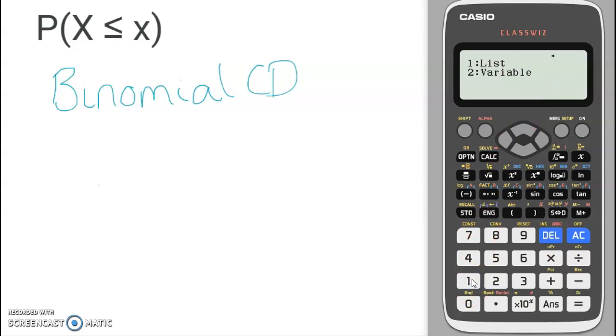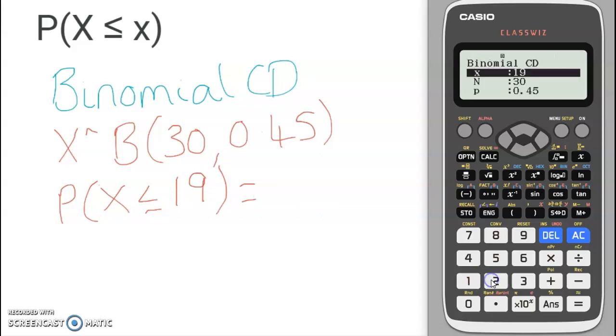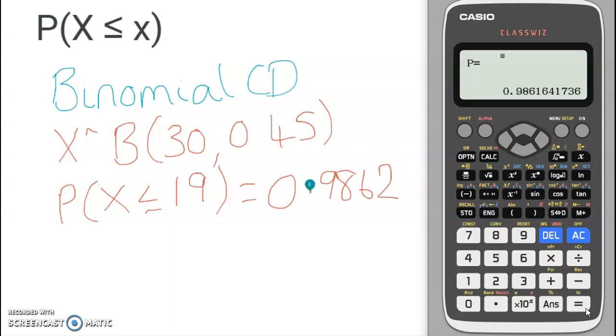Again, let's look at an example. So let's say x is binomially distributed with an n of 30 and a p of 0.45, and we are asked to find the probability that x is less than or equal to 19. Because I only have one value of x, I'm again going to use variable. X is 19, n is 30, and p is 0.45. That tells me that my probability is 0.986 rounded.